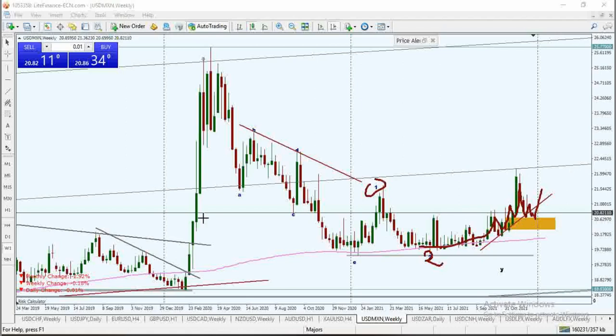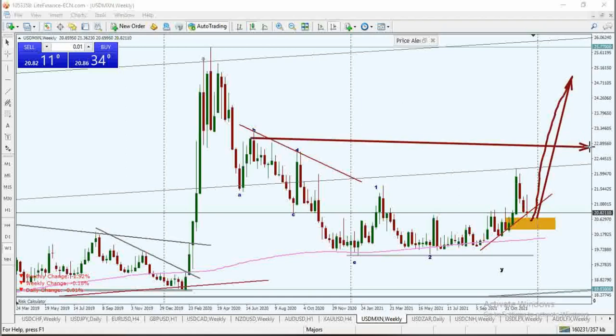I expect to see USD Mexican peso, before the end of the trading year, up to this point here. At least I want to see price test certain areas first. I want to see this area also being tested. These are my important structures.